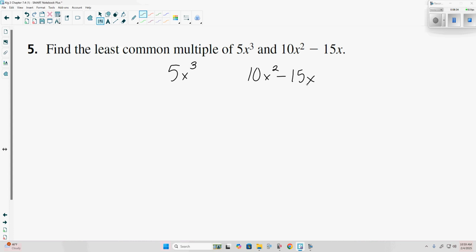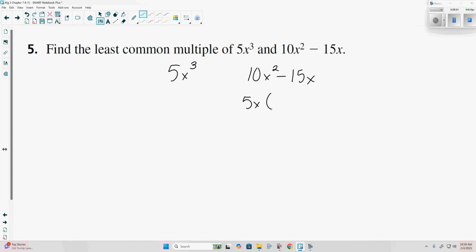Let's look at the last one of finding least common multiple before we move on to actually adding and subtracting. 5x cubed. Anything we can do with it? No, it's one term. There's one thing. We can't do anything with it. 10x squared minus 15x. Is their greatest common factor? 5x.